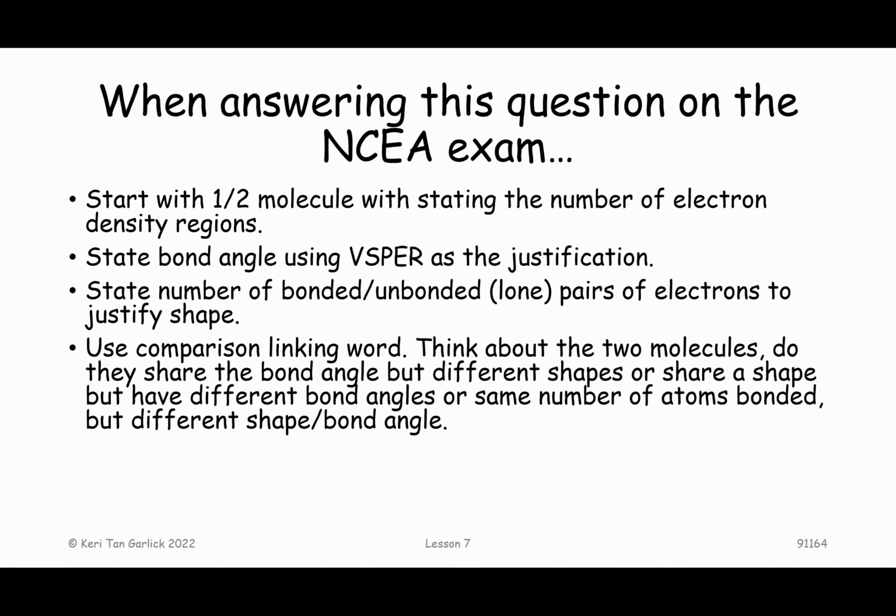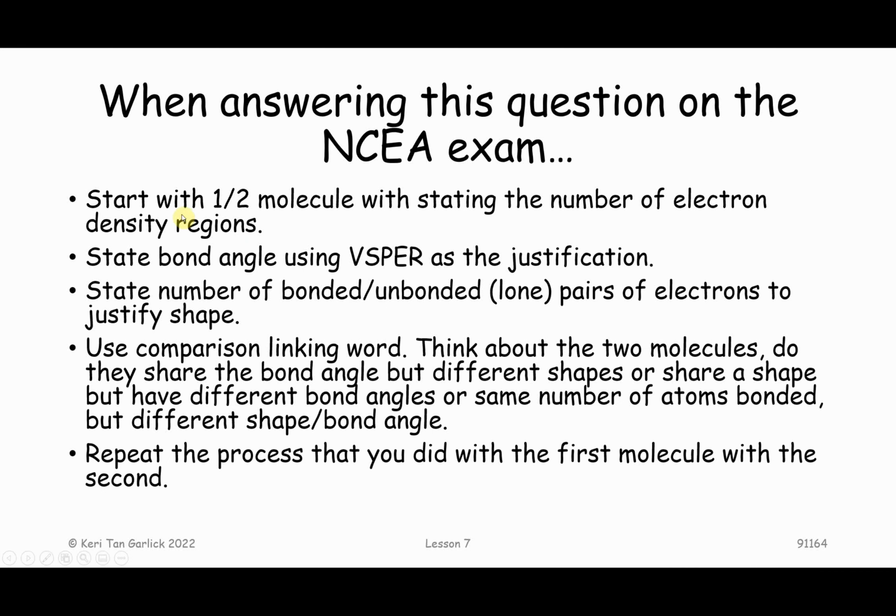Then, after you have finished explaining that first molecule, start on that second molecule. And when you start on that second molecule, use a linking comparison word, because there's usually something similar about those 2 molecules that you can then use to explain, even though they have this as a similarity, they are different shapes or different bond angles because, and then explain the why. And that why is just the same thing with the process. Talk about the number of electron density regions, VSEPR, bonded and unbonded.